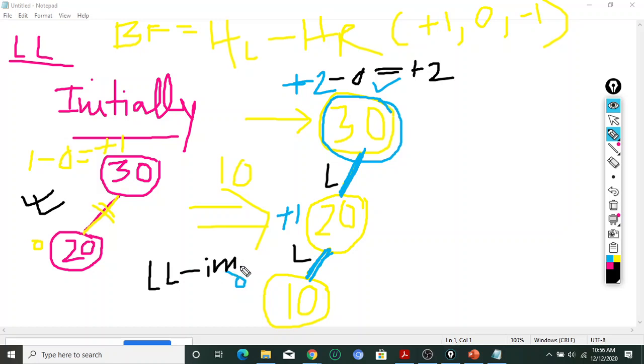So if there is an LL imbalance, then we have to balance the tree. The operation we perform here is called LL rotation. So I am writing here, LL rotation.